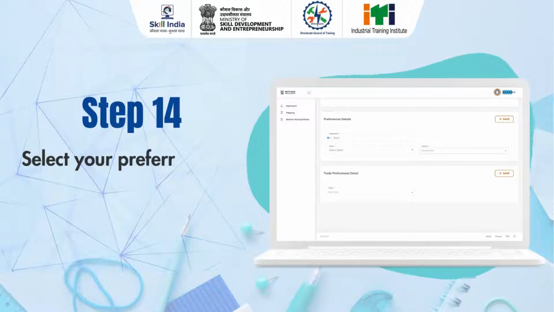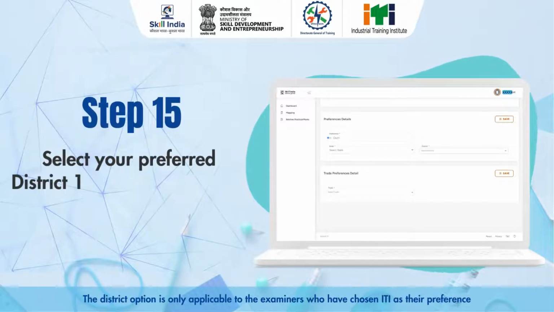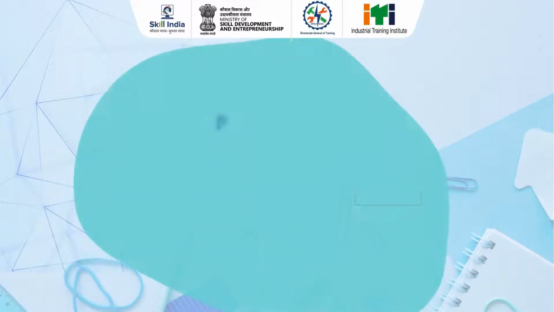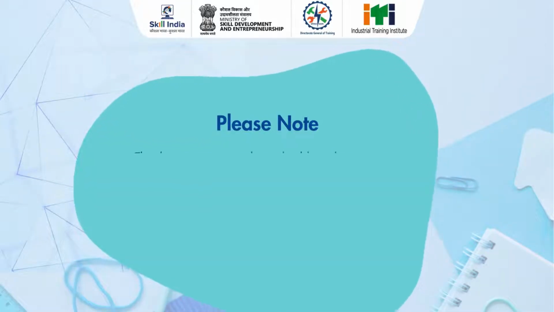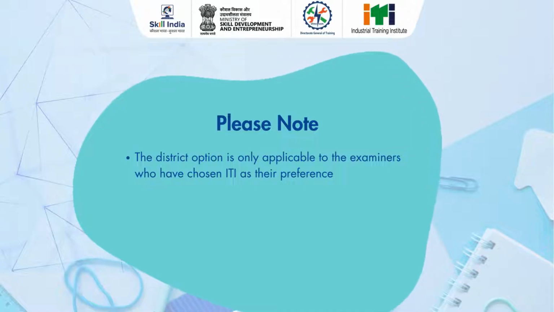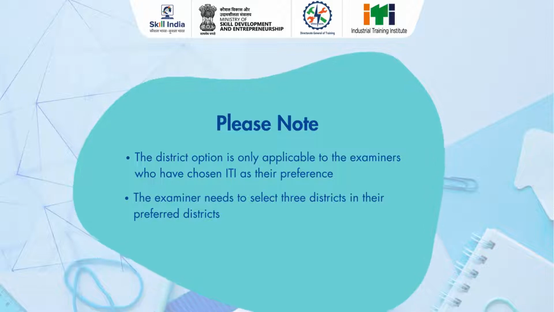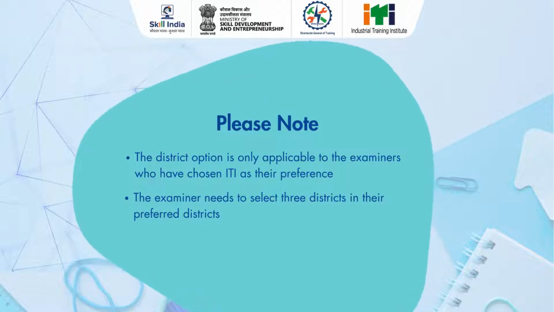Then select your preferred state from the drop-down menu. Next, select your preferred districts. Please note, the district option is only applicable to the examiners who have chosen ITI as their preference. The examiner needs to select 3 districts in their preferred districts.